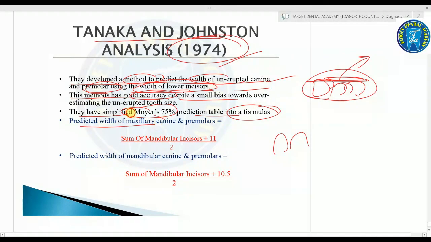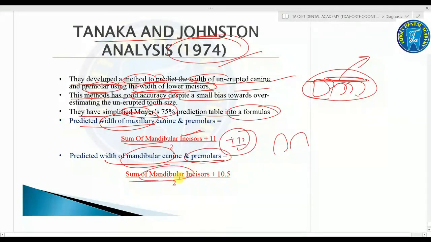The predicted width of the maxillary canine and premolar is the sum of the mandibular incisors divided by 2, plus 11. The predicted width of the mandibular canine and premolar is the sum of the mandibular incisors divided by 2, plus 10.5. These are the two calculations.